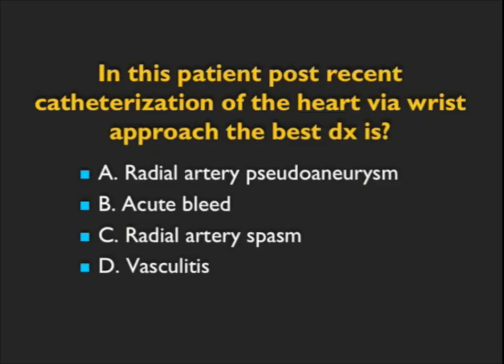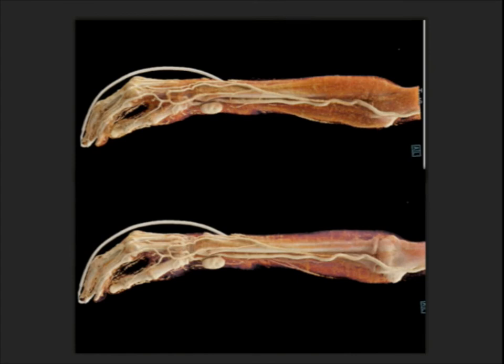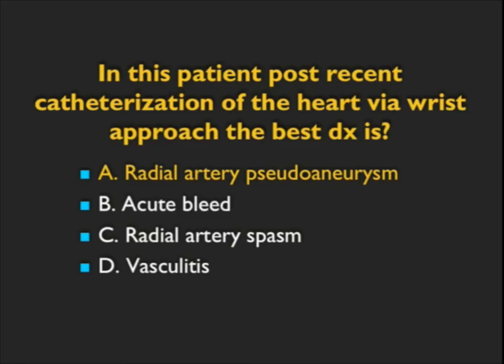In this patient post-recent cath, what's the best diagnosis? You see a CTA, you see cinematic rendering, and you see a pseudoaneurysm off the radial artery. And this patient had the catheterization through the radial artery, and this is one of the complications. You can get bleeding, but you can get pseudoaneurysms, and that's the finding of note. Just a beautiful example, and cinematic really shows you the vessels as well as the muscle very nicely on this set of images.